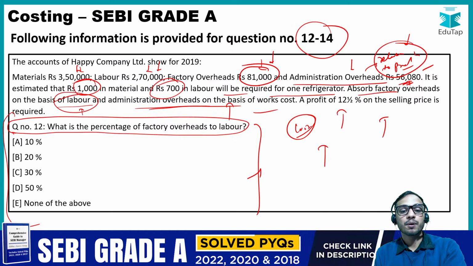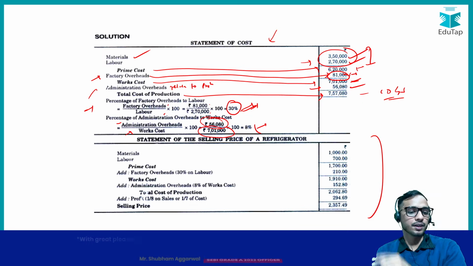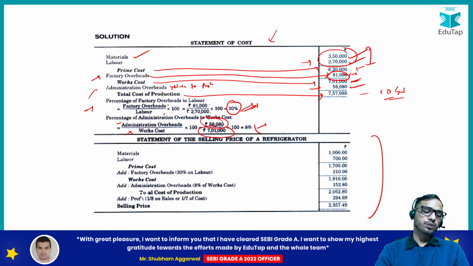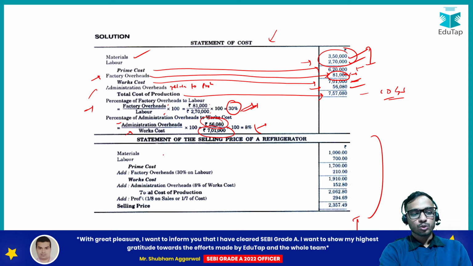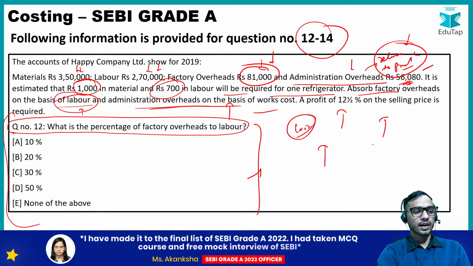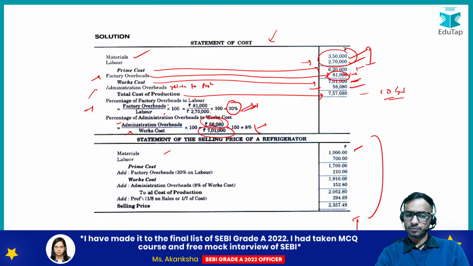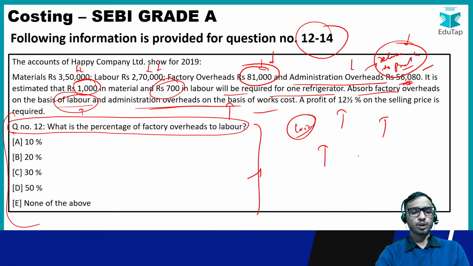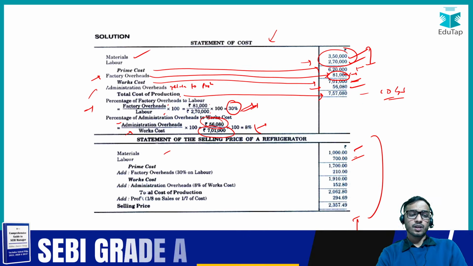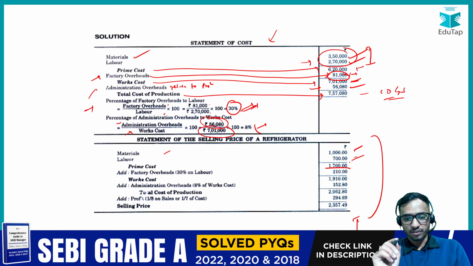This is what is meant by this sentence, isn't it? Now, let's find out the per unit selling price and per unit cost as well. You have been given per unit material, that is 1000, and labor is given to you as 700. Now you have the per unit prime cost as 1700.